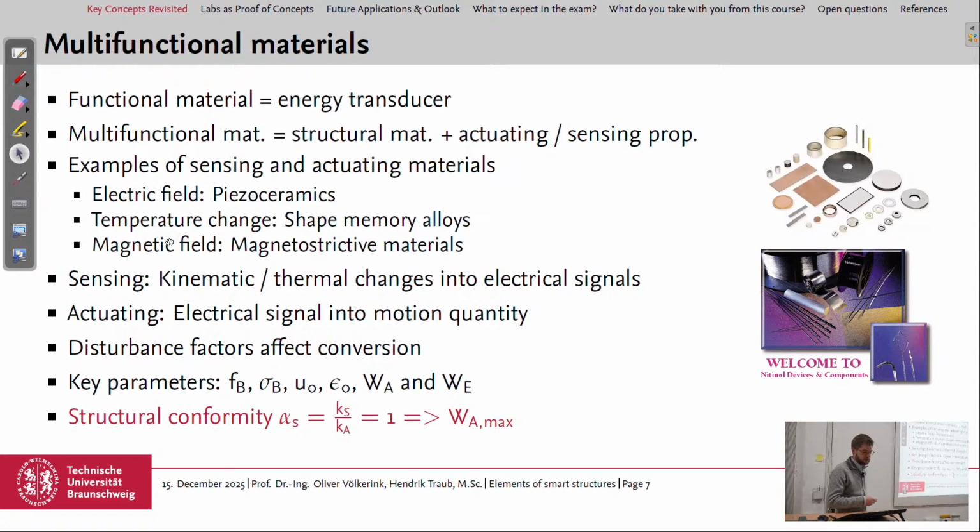And for sensing, we want to record kinematic and thermal changes and convert them into electrical signals to record them. And for actuating, it's the other way around. We have a control signal, amplified and transduced, the control signal or the electrical signal into a motion quantity.